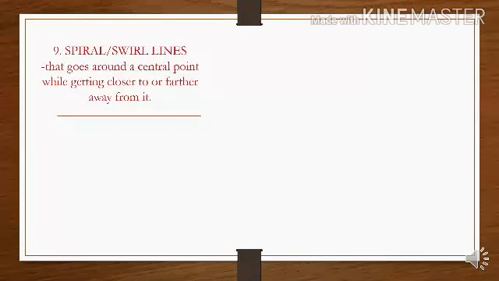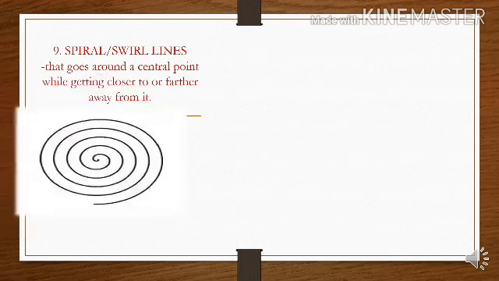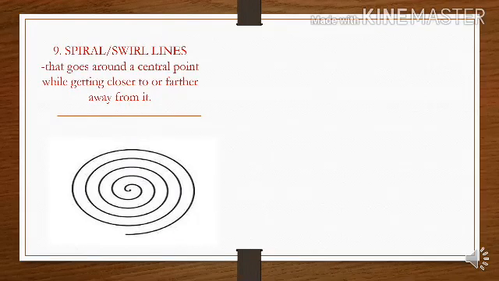Number 9. Spiral or swirl lines. A spiral winds around a center point while getting closer to or farther away from it. This is an example of spiral lines.